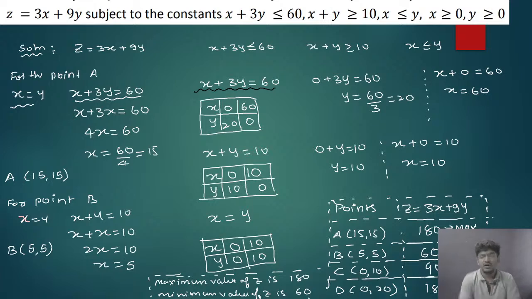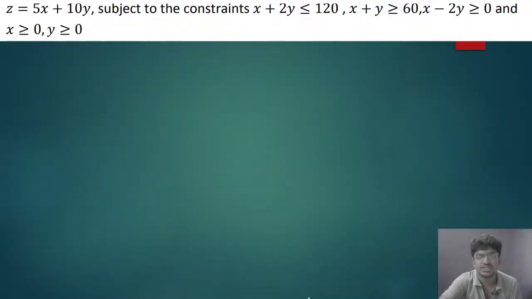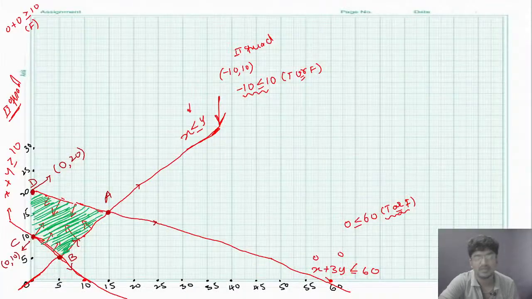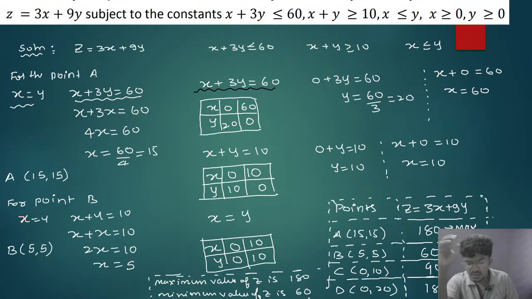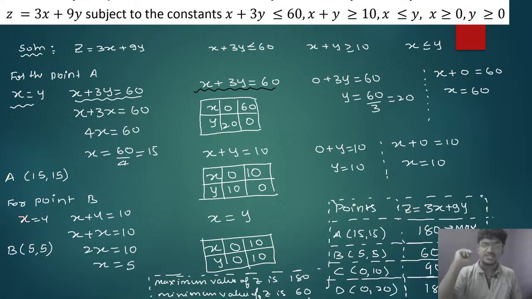So quickly tell me, all of you, have you understood this? First thing, you have to find the x value, y value. Next thing, you have to draw the graph. After you draw the graph, you have to write the corner points. After getting the corner points, you have to find maximum and minimum. So quickly tell me, all of you, have you understood this or not?